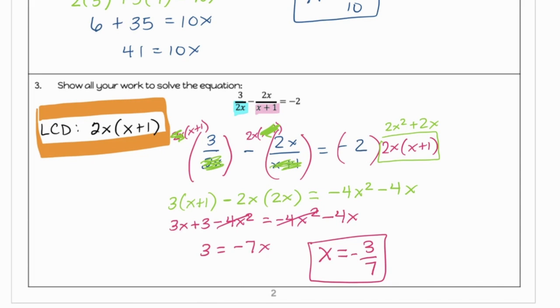So the LCD method, your goal is to cancel out your denominators. You want to go from having a complex looking equation to having a nice simple type of equation. So hopefully LCD method is your go-to method now.